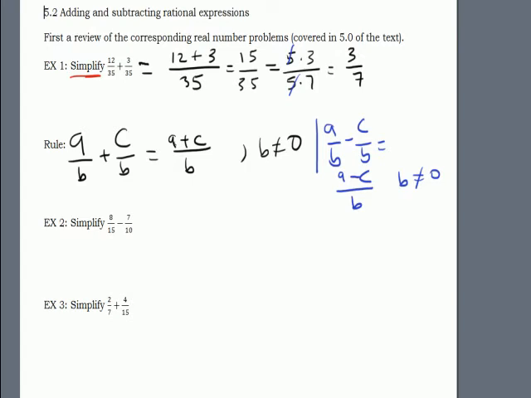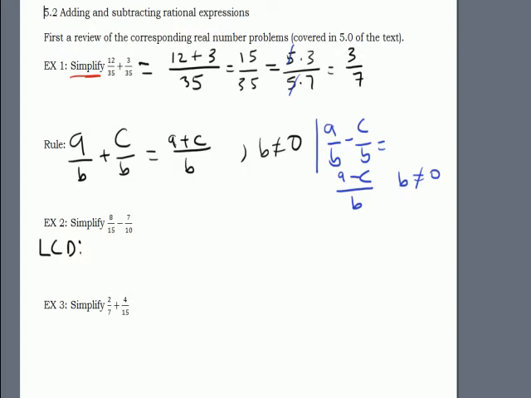Alright, let's look at example 2. Here we're asked to simplify 8/15 minus 7/10. Well, for that, we don't have a common denominator yet, so we need one. So let's take a second, and you may want to work through this yourself before watching the rest of this, but we need to find the least common denominator between 15 and 10.